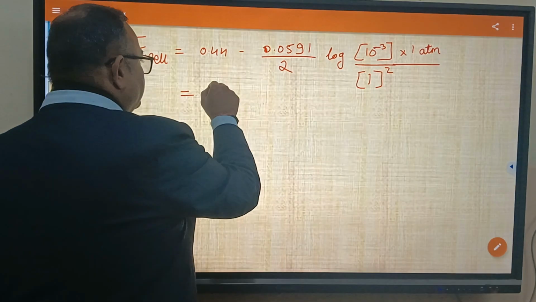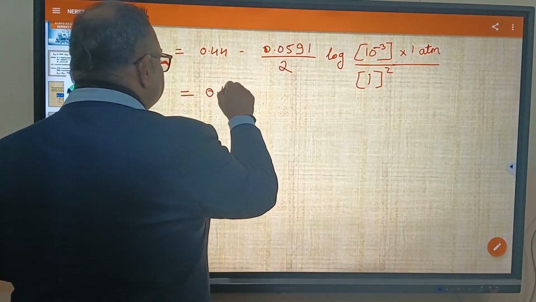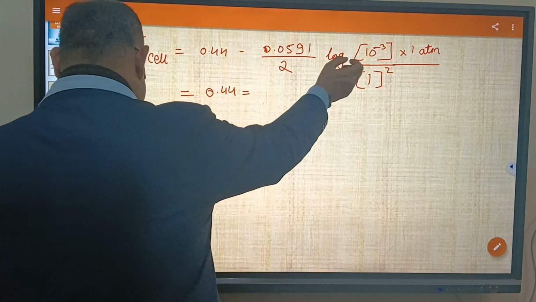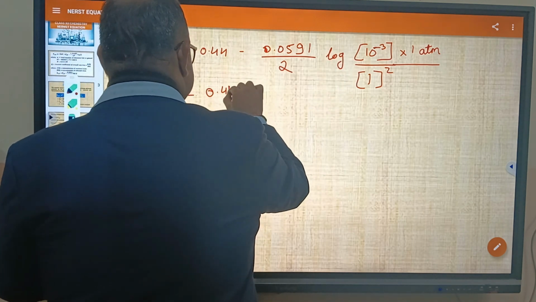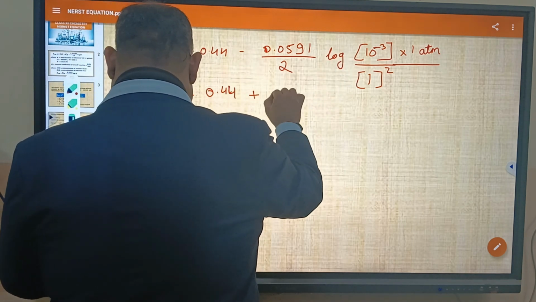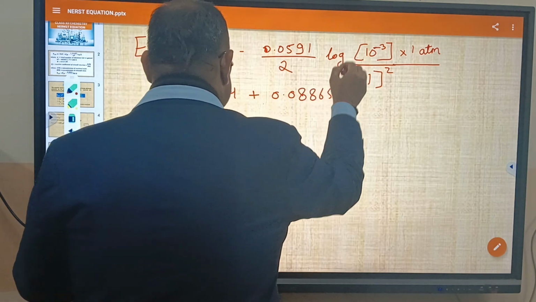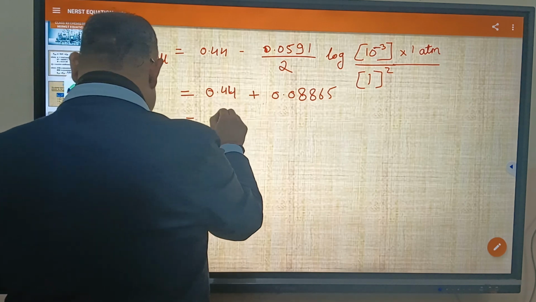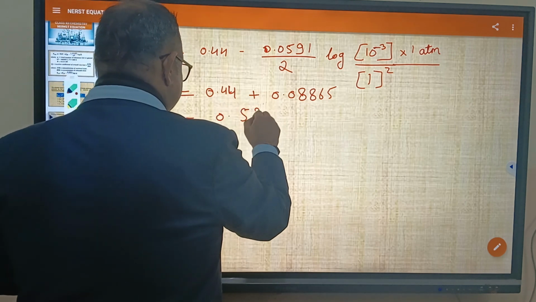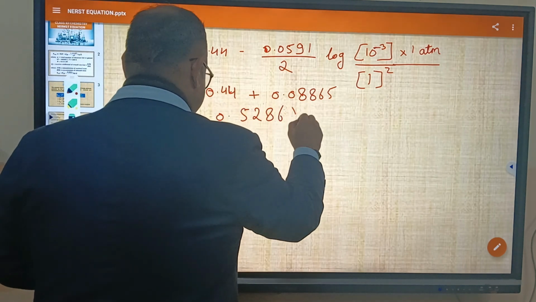We have placed the value, and when we solve this, we get this out as 0.44 plus 0.08865, which further comes out as 0.5286 volt.